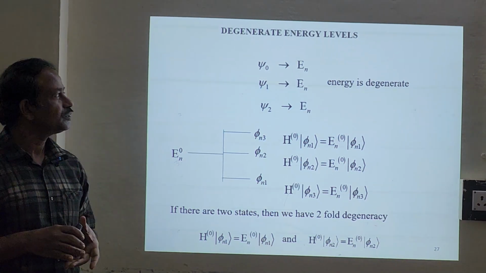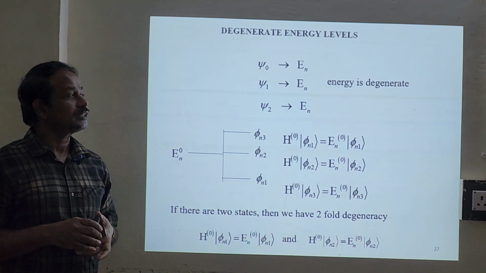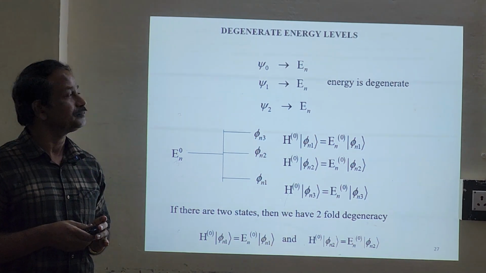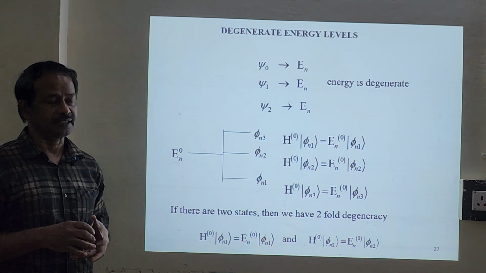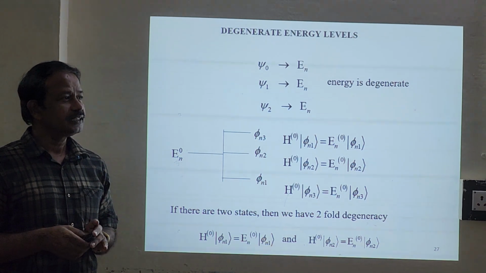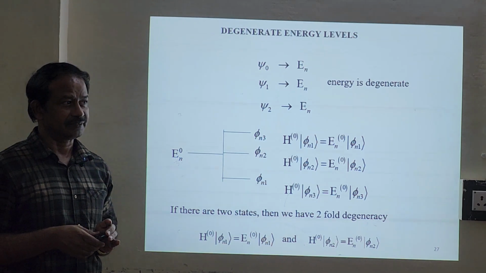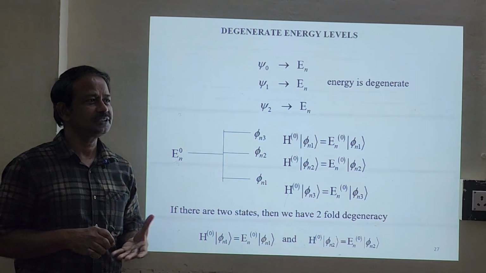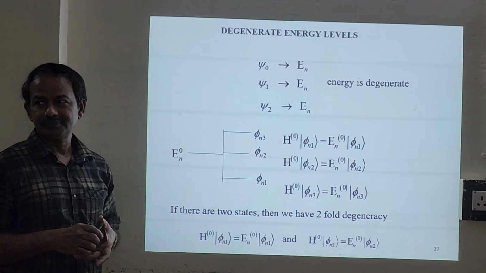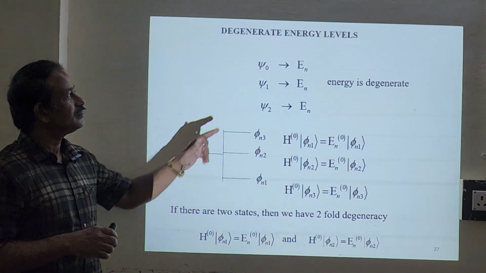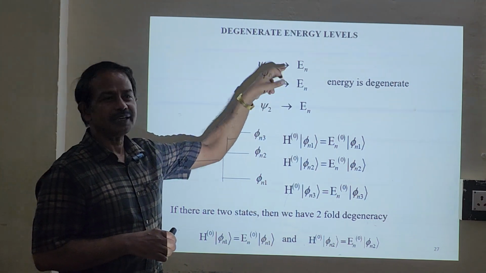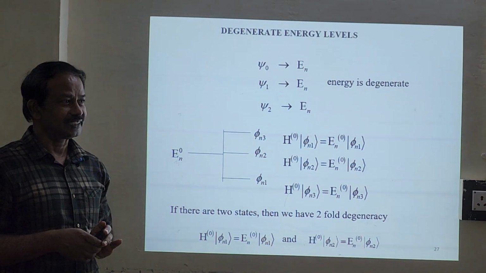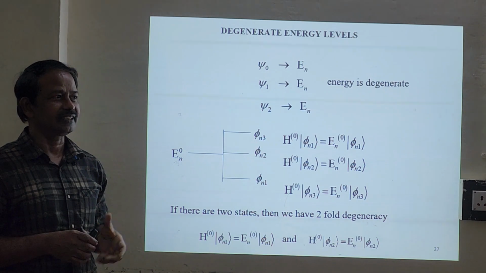Good morning, students. So today we are going to start with the next session on perturbation theory. This is about degenerate energy levels. In the last class we were discussing non-degenerate energy levels, where for one wave function we will have one energy. But here there will be many wave functions, but only one energy. So we call this degenerate energies. The energy is degenerate.